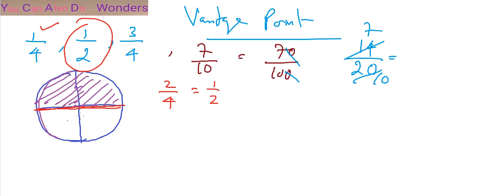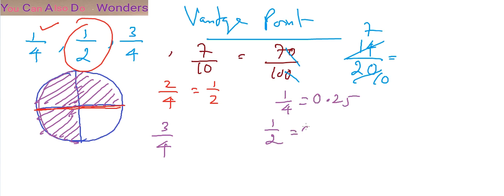Then suppose you include this portion also, then it becomes 3 out of 4. This is called 3 by 4. In decimal, same thing: 1 by 4 is 0.25, half is 0.5, and 3 by 4 is 0.75.